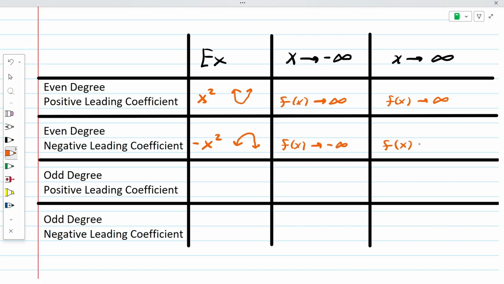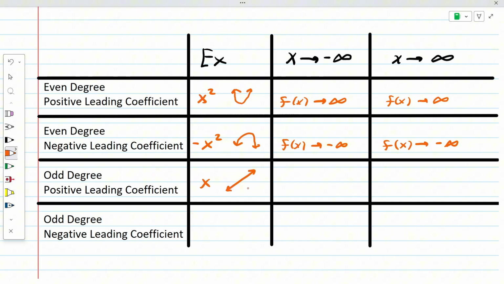And when x is going to infinity, f of x is also going to negative infinity. Okay? So now let's think about an odd degree with a positive leading coefficient. Now the simplest example here would just be x. The graph of f of x equals x is just a line that looks like this, right?